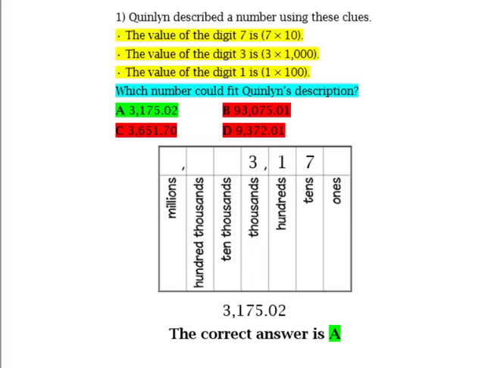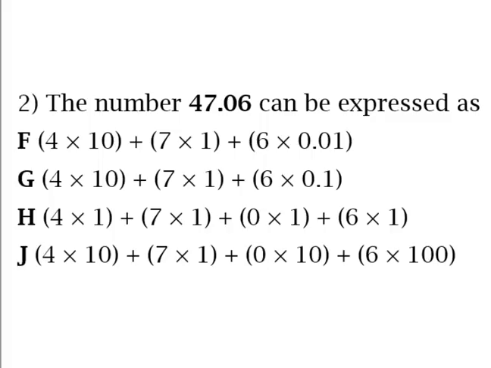Let's move to question number 2. The number 47.06 can be expressed as F, 4 times 10 plus 7 times 1 plus 6 times 0.01. G, 4 times 10 plus 7 times 1 plus 6 times 0.1.